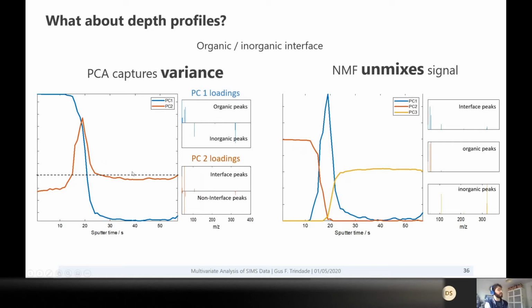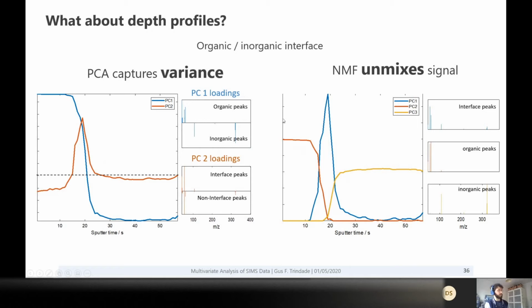So the peaks related to PC2 are actually peaks present only at the interface, the organic and inorganic interface. And negative will be the no-interface peaks. That's one interpretation you can have. But you can get the same information out by doing NMF in this case. So instead of 2 principal components, you have 3 NMF end members, as we call them. The red one will contain your organic peaks, the yellow one your inorganic peaks, and the blue one the interface peaks.